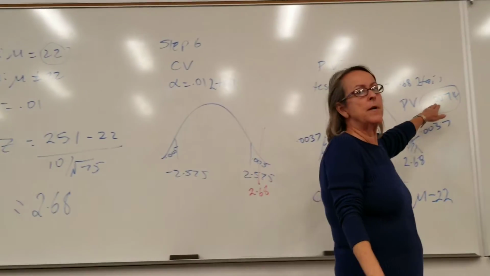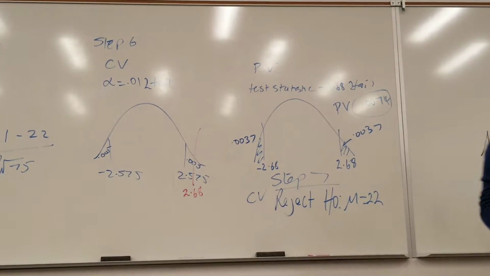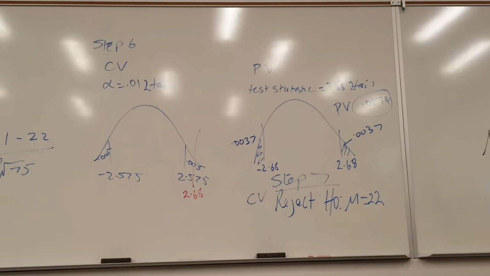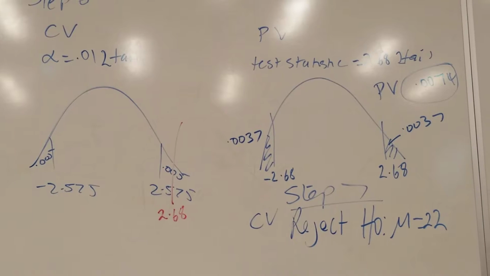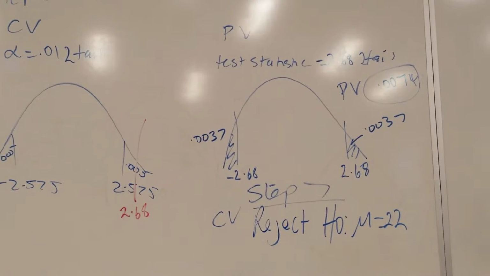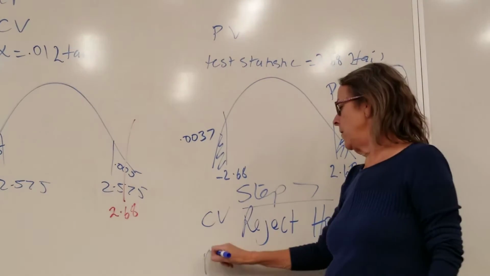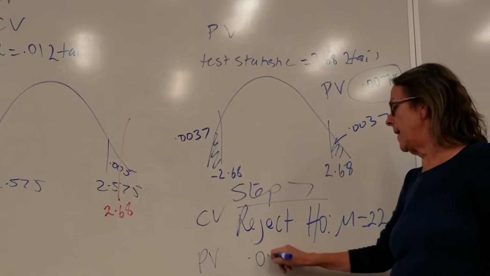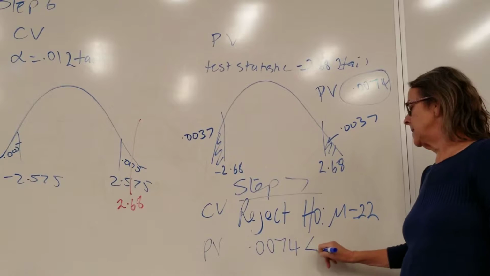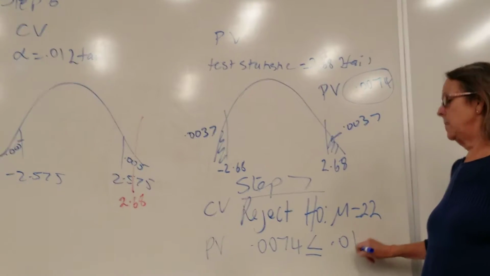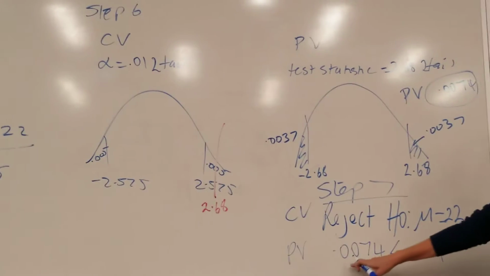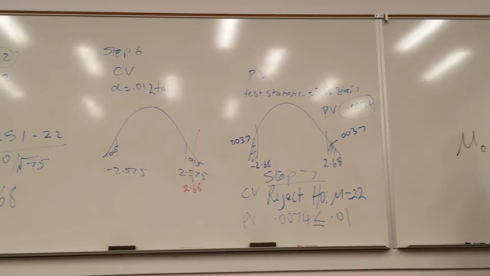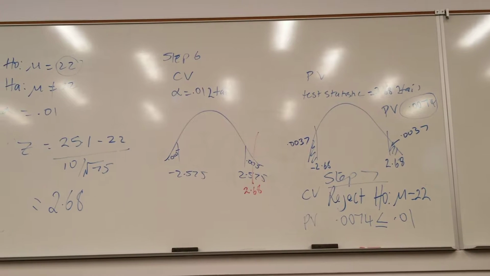The probability of getting this number, when I take a sample of 75, if this is true, it will only happen 0.0074 of the time, or 0.74 of 1%. Again, it's very unlikely to have happened by chance. My step for the p-value, I still reject, and the reason I reject is because my p-value is less than or equal to alpha. If my p-value is less than or equal to alpha, I have enough evidence to reject the null hypothesis.